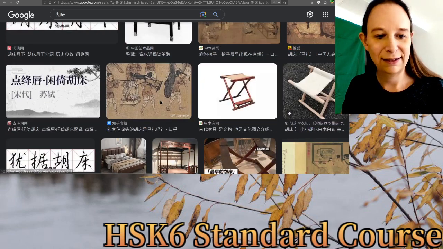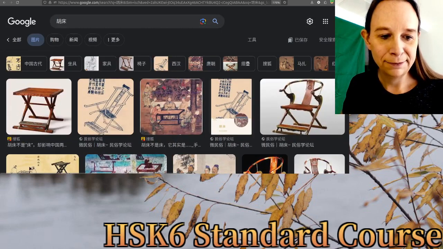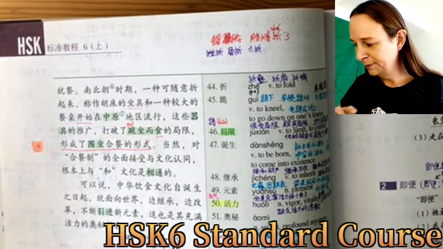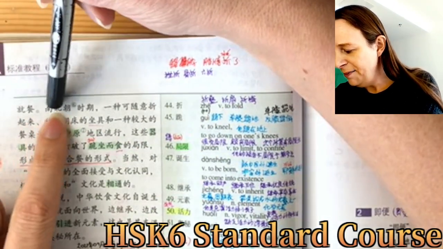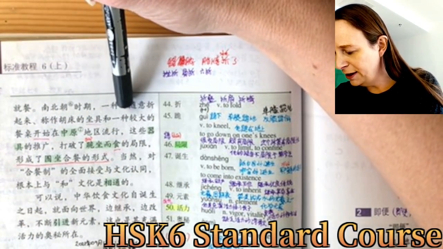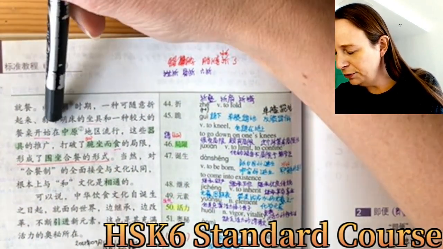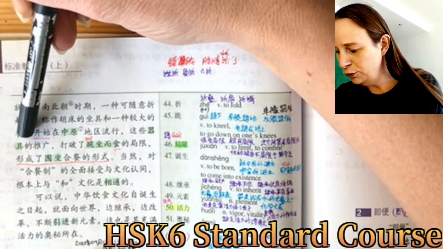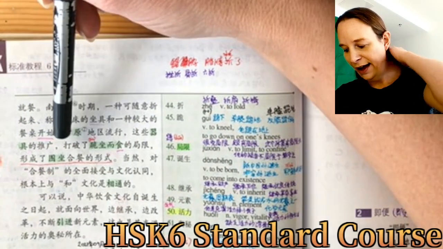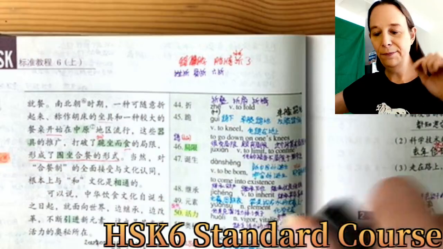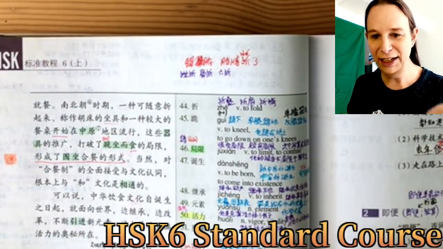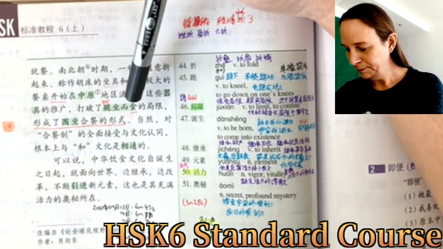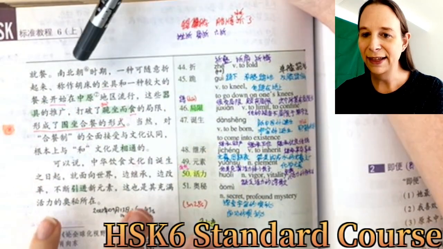胡床. I don't know. Maybe they're the same thing. All right, let's go back. OK， 南北朝时期，一种可随意折起来称作胡床的坐具和一种较大的餐桌开始在中原地区流行。All right, so this kind of furniture was popularized, and that affected how people ate.